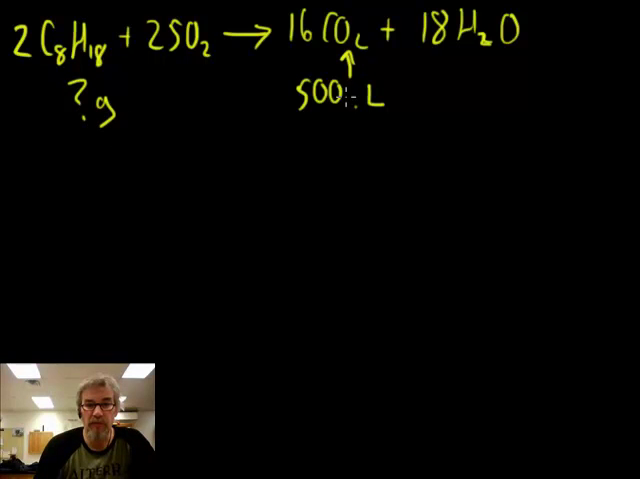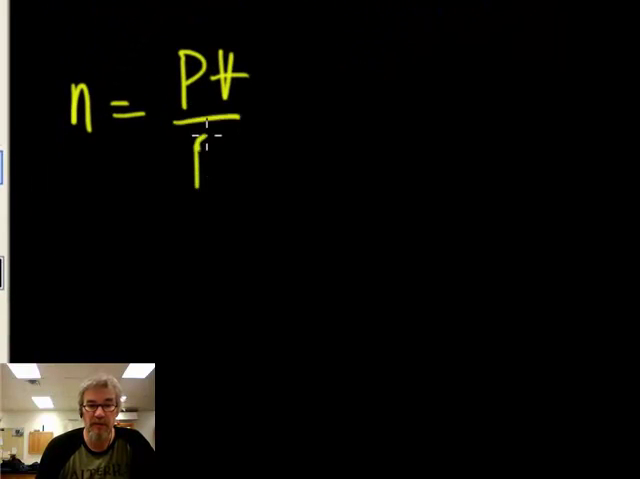I can't go from volume to grams here. That's not possible. I can't even go from volume to moles without using the ideal gas law. So here's my strategy. First, I'm going to find out how many moles is 500 liters. Then I'm going to use stoichiometry to find how many grams of octane that corresponds to. So n, number of moles of carbon dioxide, is going to be equal to PV divided by RT, because PV is nRT.